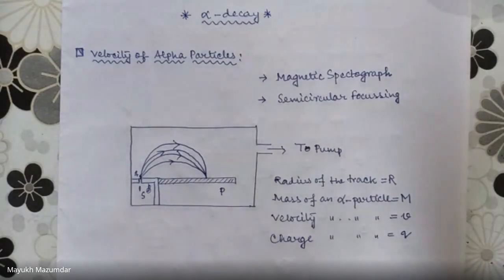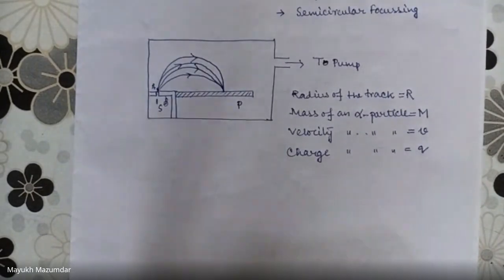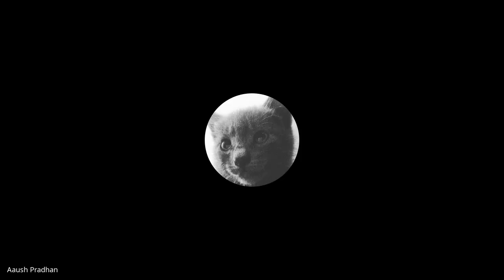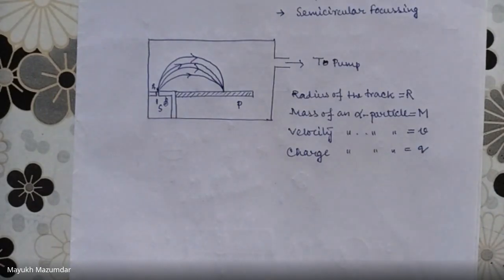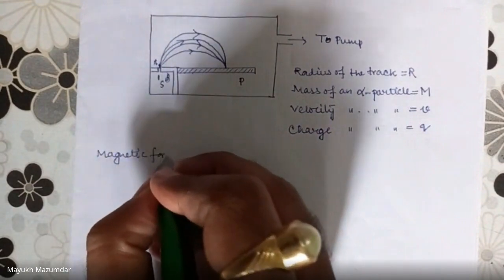What is written? Magnetic spectrograph. So who is making this particle rotate or make this track? Is it the magnetic force? Exactly. So you have magnetic force. There is no other. There's no negative charge in this. I haven't connected it to a battery. We have a magnetic force, right?